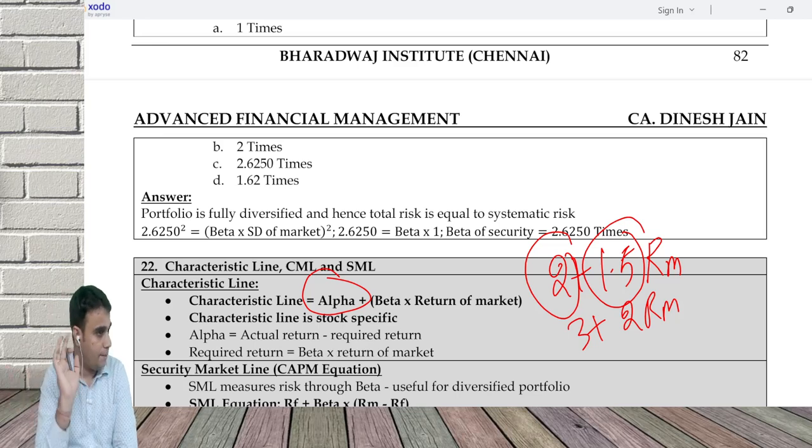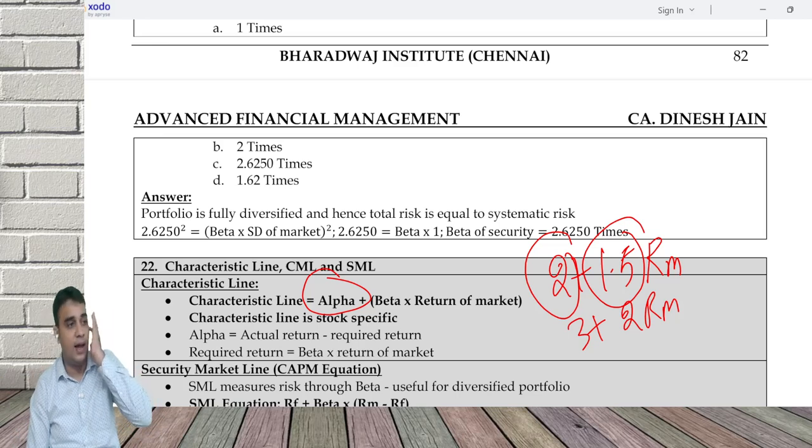Okay. So this is one part. The characteristic line ignores the concept of risk-free rate, or in other words, it assumes risk-free rate to be 0. If you take risk-free rate to be 0, RF plus beta into RM minus RF, can you shorten and tell me if risk-free rate is 0? Beta into RM, because RF is 0, and RM minus RF, again RF became 0. So the alpha which you calculated, there are 3 ways of calculating alpha itself. The formula is the same: required return, and compare with actual return.